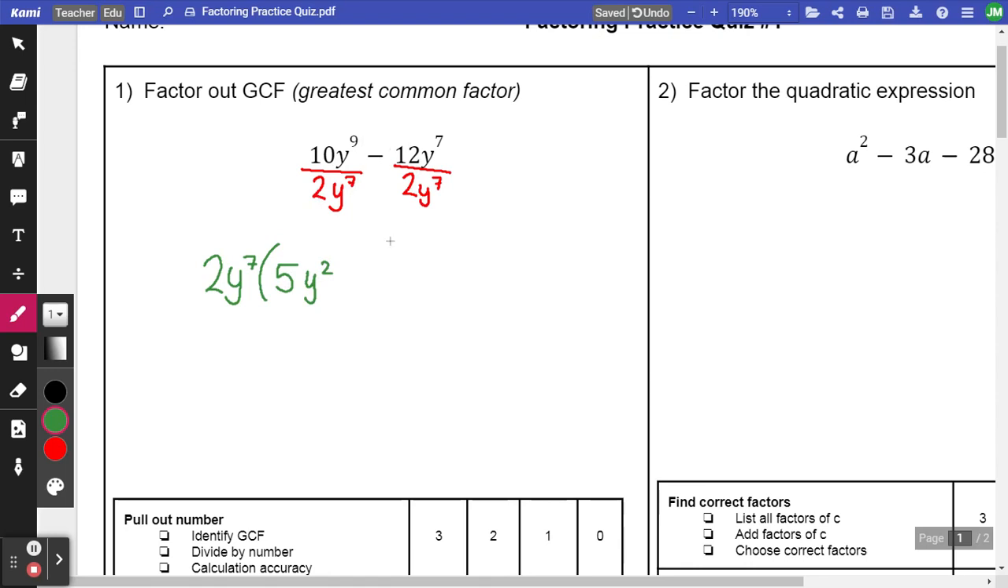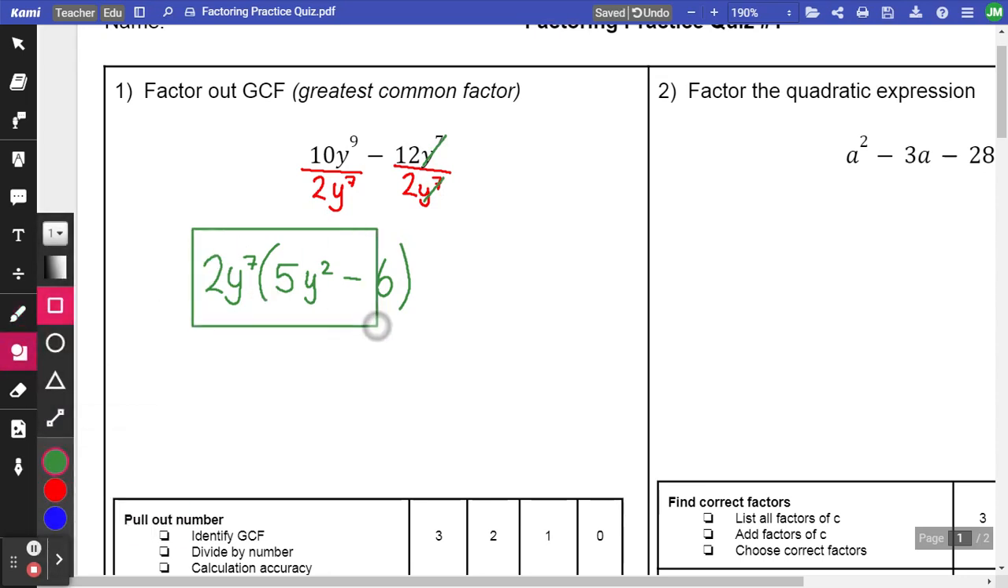Alright, my next term will be negative, so 12 divided by 2 is 6, and because we took out all the y, 7 minus 7, they cancel out, leaving just 6. So this is my answer for number 1.